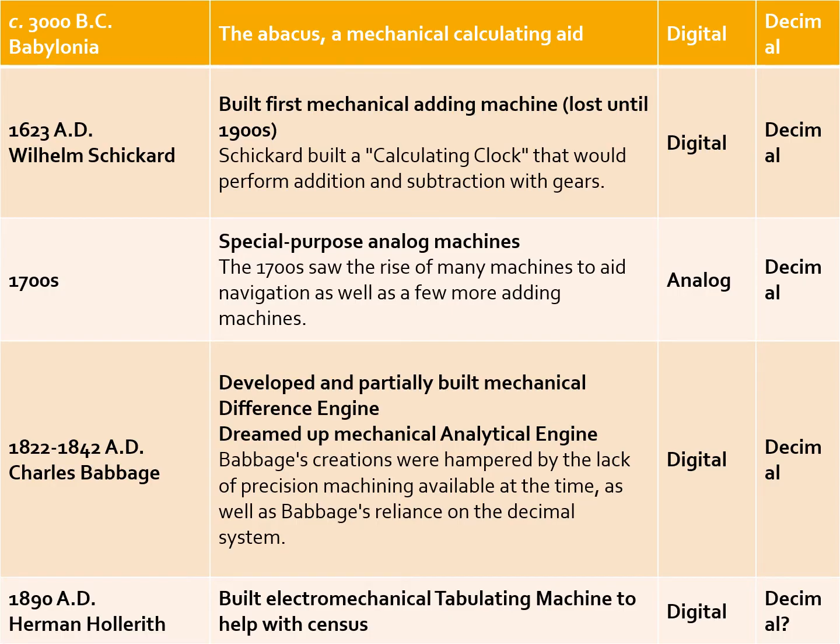So I have some history of digital and mechanical devices here. Going back to 1623, Wilhelm Schickard built the first mechanical adding machine, and it was lost until the 1900s, but it was actually digital. Then in the 1700s, a lot of special purpose analog devices came about, and they were analog and decimal. And then from 1822 to 1842, Charles Babbage developed the difference engine, and he dreamed up a mechanical analytic engine, and that was digital and decimal.